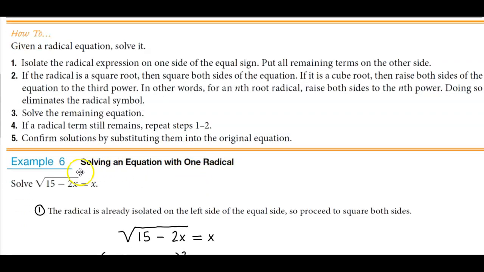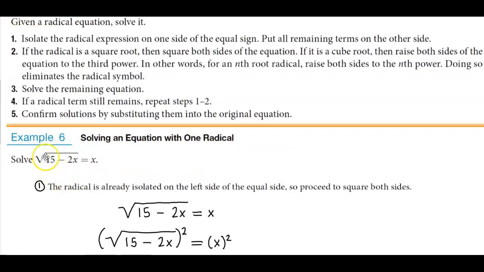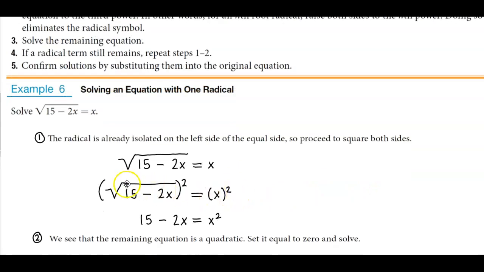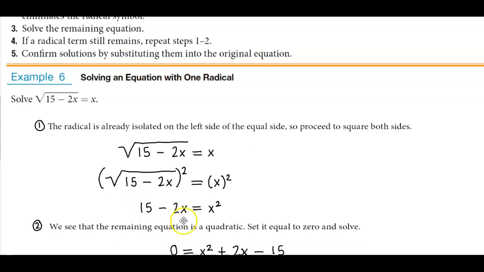So for example 6, we're going to solve an equation with one radical. We want to solve the square root of 15 minus 2x, which is equal to x. Step number 1, the radical is already isolated on the left side of the equal sign. So proceed to square both sides. In order to eliminate this radical, the index is 2, so we're going to square both sides to eliminate the radical, and we end up with 15 minus 2x. And when you square the x, you get x squared.